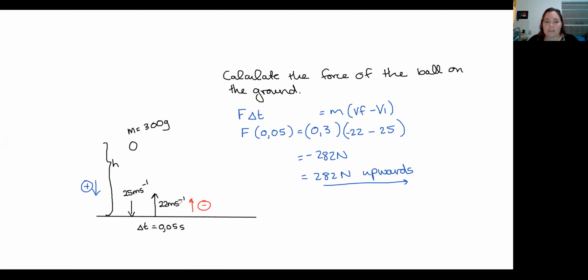My final velocity is 22 meters per second, but it's upwards, which makes it negative 22. Minus is a minus. The 25 is the 25 downwards. If I then subtract those two, times by 0.3, divide by 0.05, I get 282, but it's negative. Negative in this case means upwards.